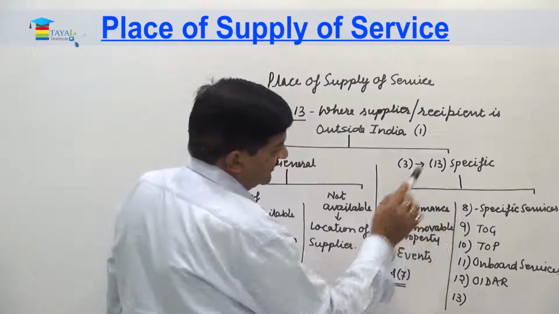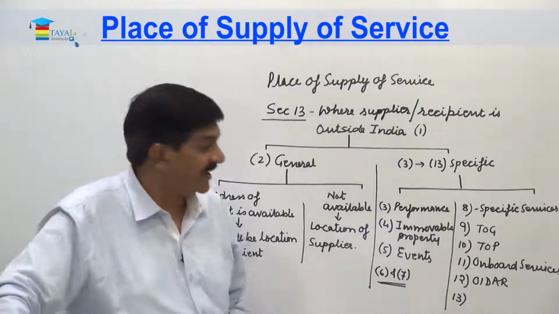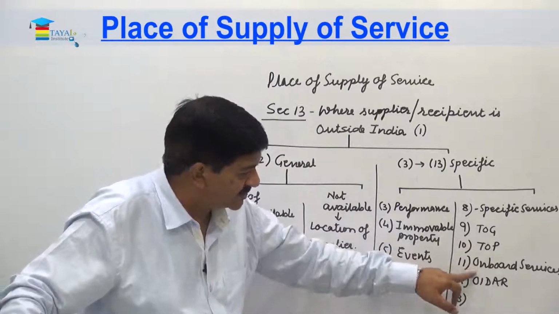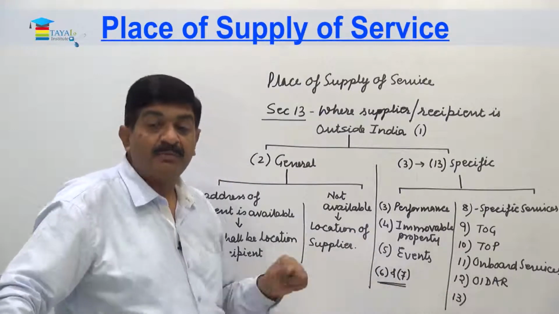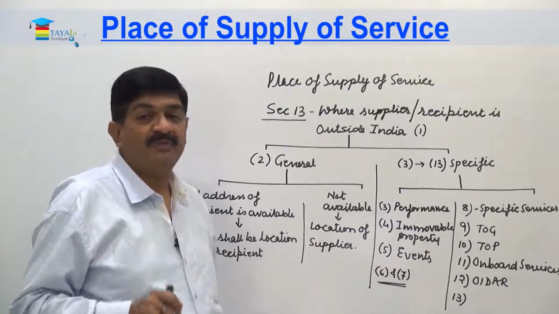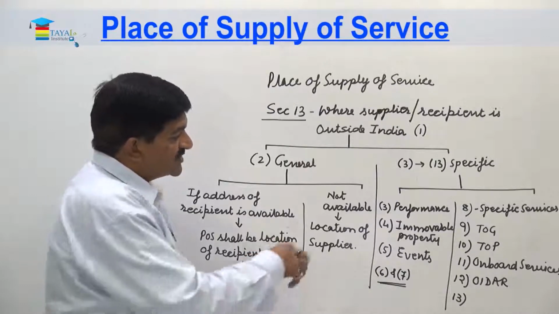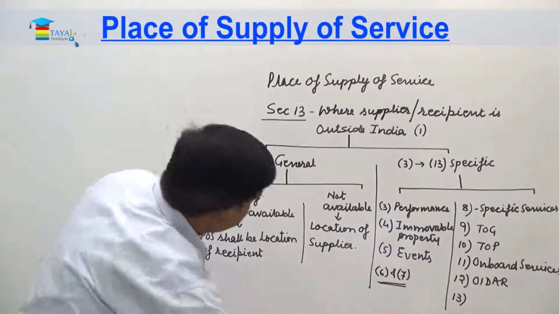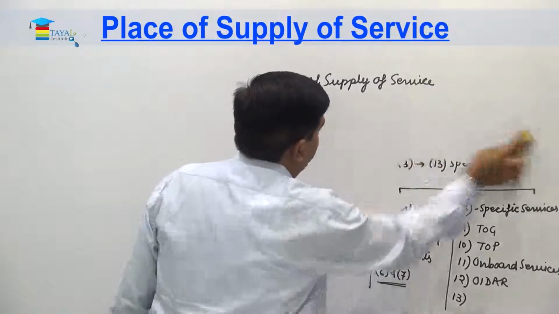And here we have specific situations which, as I told you, are banking services, intermediary services, as well as hiring of the conveyance. This is transportation of goods, this is transportation of passengers, this is on-board services, these are OIDAR services, and then we have the government having the right to prescribe the services where the place of enjoyment will be the place of supply of service. So we'll start from subsection 3 because general is only this much. Okay, now we are coming to subsection 3.